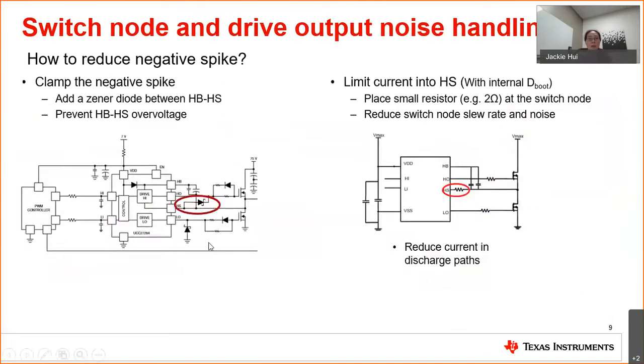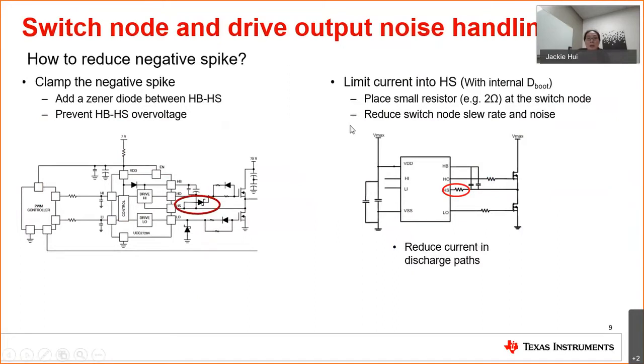Other things you can consider is using external components. As we mentioned, the negative spike can potentially cause overvoltage at the bootstrap circuit. So one thing you can consider is to add a Zener diode between the HB pin and the HS pin to protect against and prevent overvoltage of the bootstrap circuit.